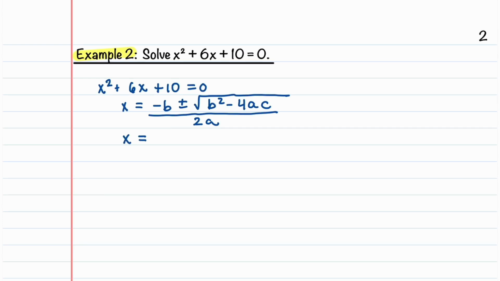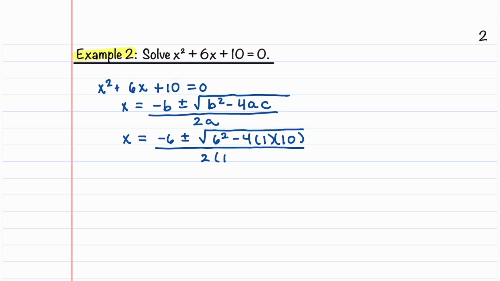Our x is equal to negative b. b is the term that multiplies x, so that's 6. So we have a minus 6. Plus or minus the square root. b squared is 6 squared minus 4. a is the constant multiplying x squared. In this case, it's a 1. So we'll put down a 1. And then our c is our standalone constant, and that's a 10. And then we're going to divide all of this by 2 times a, which is 1.